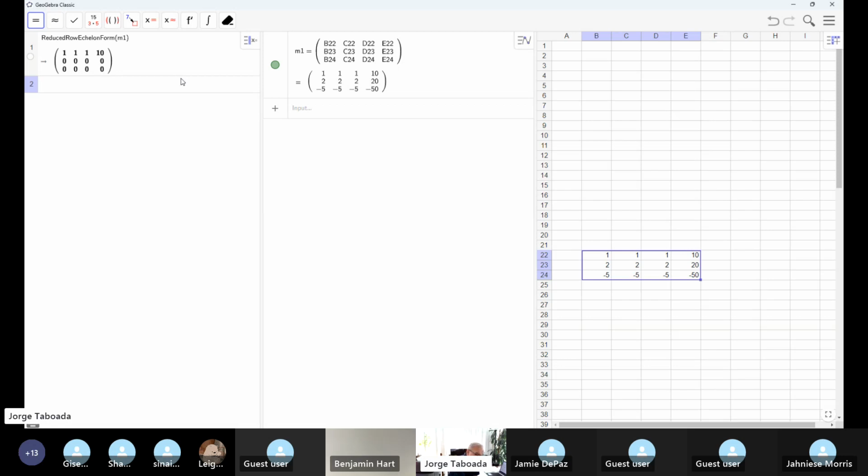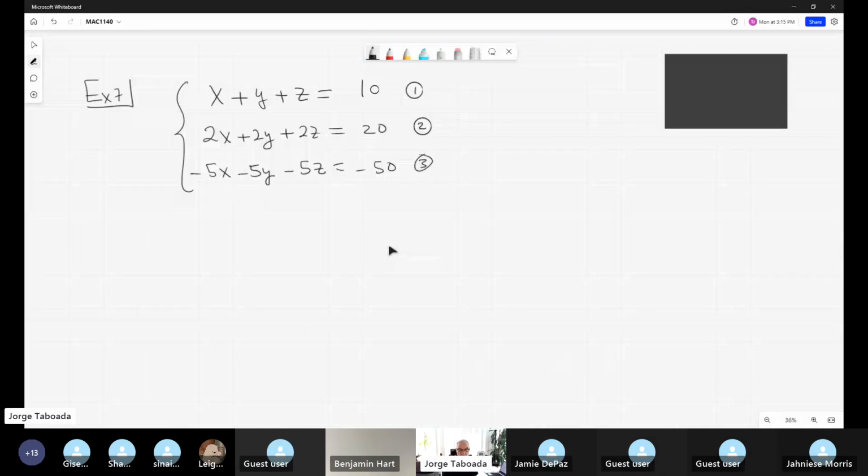Let me copy it onto the piece of paper. Don't make a screenshot. 1, 1, 1, 10. 0, 0, 0, 0, 0, 0, 0, 0. Okay. Wow, it's weird. Well, I forgot the most important part. I am crazy. Look. It's a whiteboard.